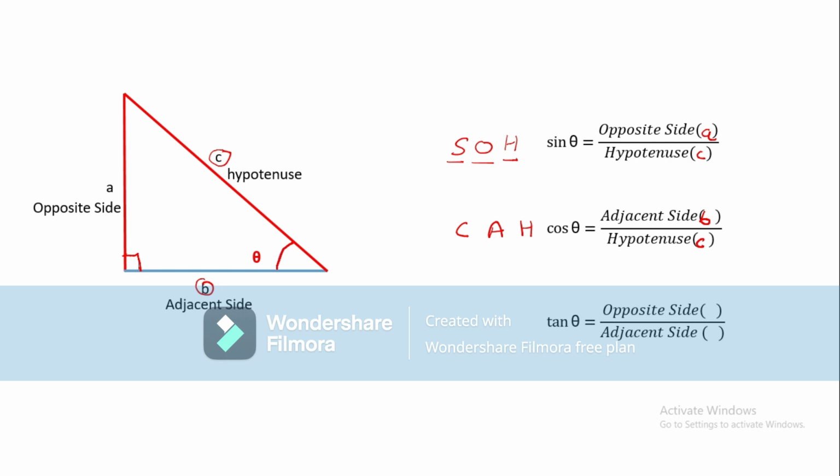The tan theta reveals the ratio between the opposite side and the adjacent side. So the opposite side is again A and the adjacent side is B. It is also denoted as TOA. T means tangent, O means opposite, A for adjacent.